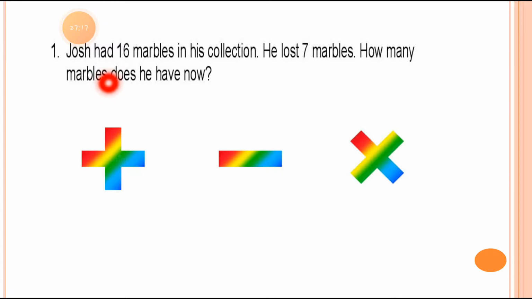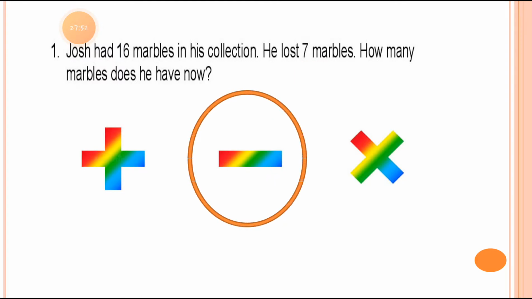So Josh had 16 marbles, and from the 16 he lost 7. So we have to cut 7 from the 16. It means which operation we have to follow? Addition, subtraction or multiplication? Which sign do we need? What we need to do? Because we have to cut, cut means minus, because there are 16 marbles and he lost 7. It means he lost some somewhere. So we have to do subtraction with this sum.